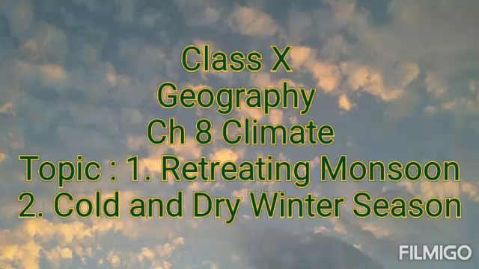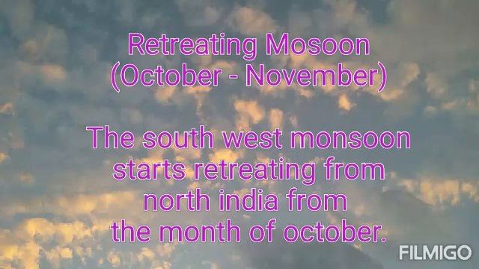Today again we will discuss the chapter climate, but today mainly we will discuss two seasons, that is the retreating monsoon season and the cold and dry winter season. First we will discuss the retreating monsoon. This season lasts from October to November.